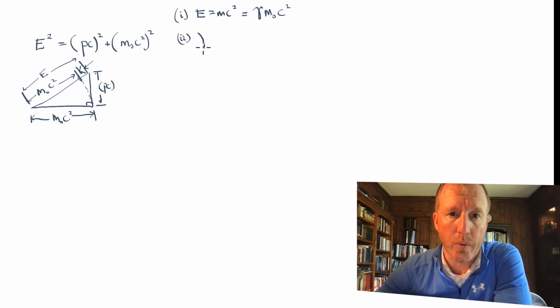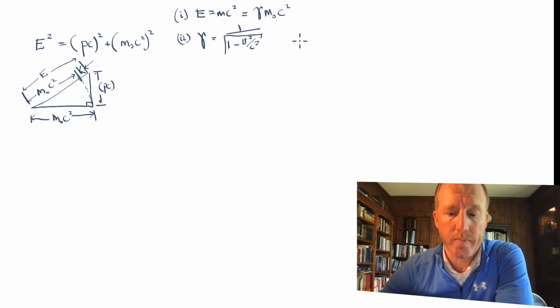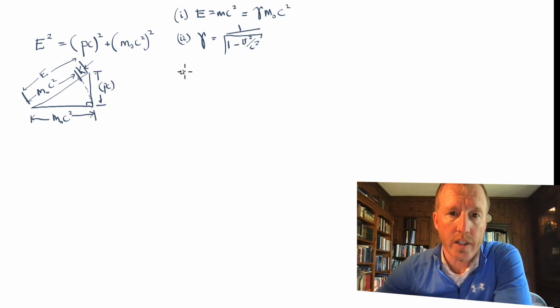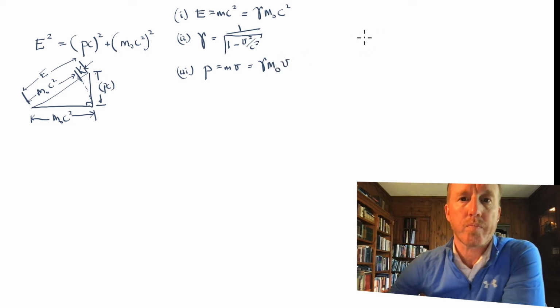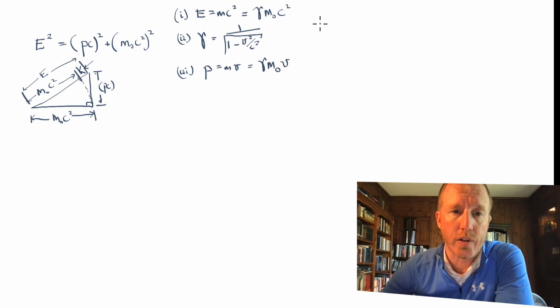The second formula is just the formula for this gamma factor, 1 minus v squared over c squared, and the inverse of that. And the third formula is the formula for relativistic momentum, which is mass times velocity, or if we wanted to write this in terms of the gamma factor, gamma times the rest mass times the velocity. So what we're going to do is combine these three formulas, and we're going to end up with this formula right here. So how do we do that?